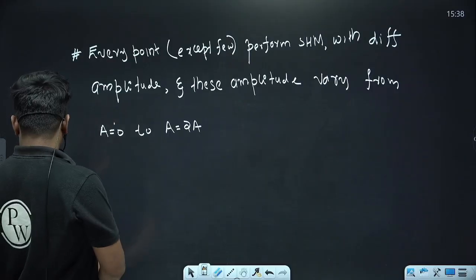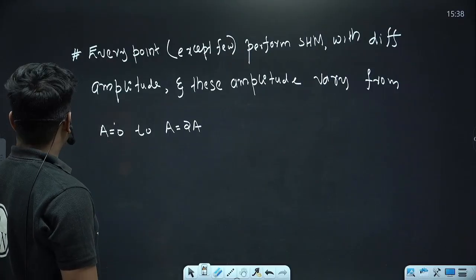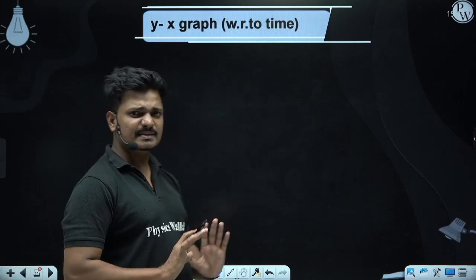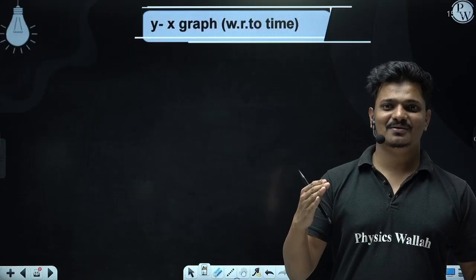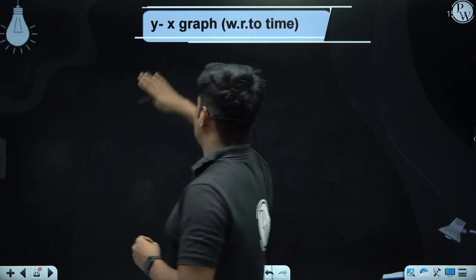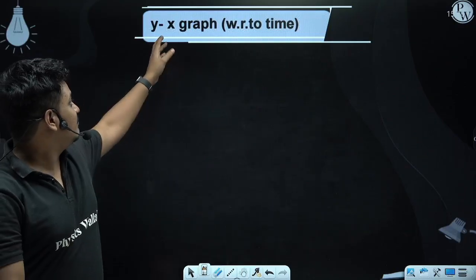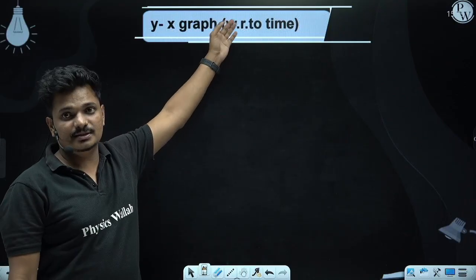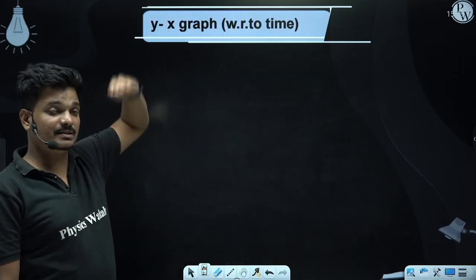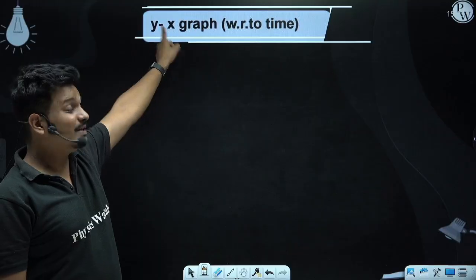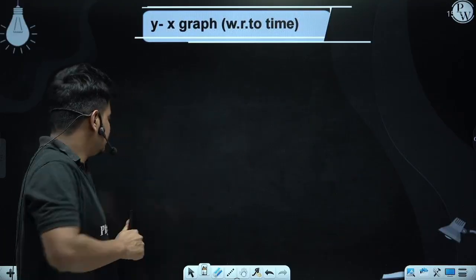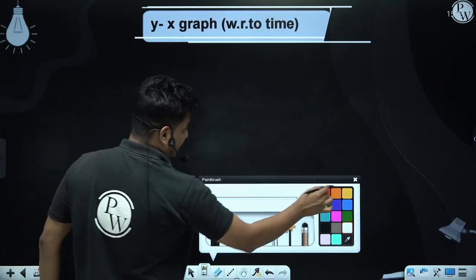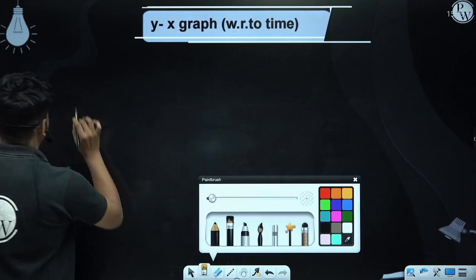Okay, so like that. Next we can discuss a very interesting thing. That means we can try to visualize this standing wave. So what is this? That is the y versus x graph with respect to time. What is y? Y is the displacement of a particle, and x is the position of the particle from the beginning. So for this I need a table. First we can draw the table.